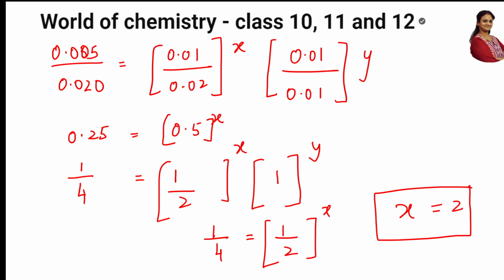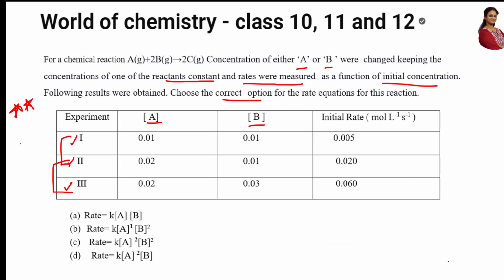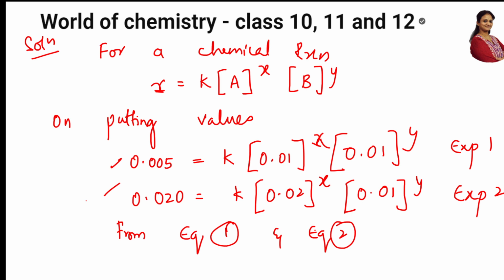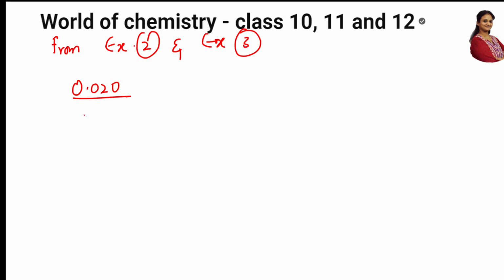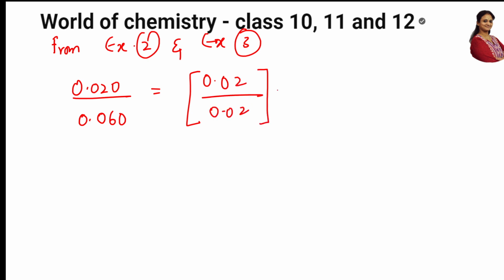Now let us go to the next part. Now I'm going to divide 2 and 3, so take that equation from experiment 2 and experiment 3. How much is equation 2? It is 0.020 divided by 0.060. How much was the x value? It is the same, I remember both are the same. Okay, go back and see.